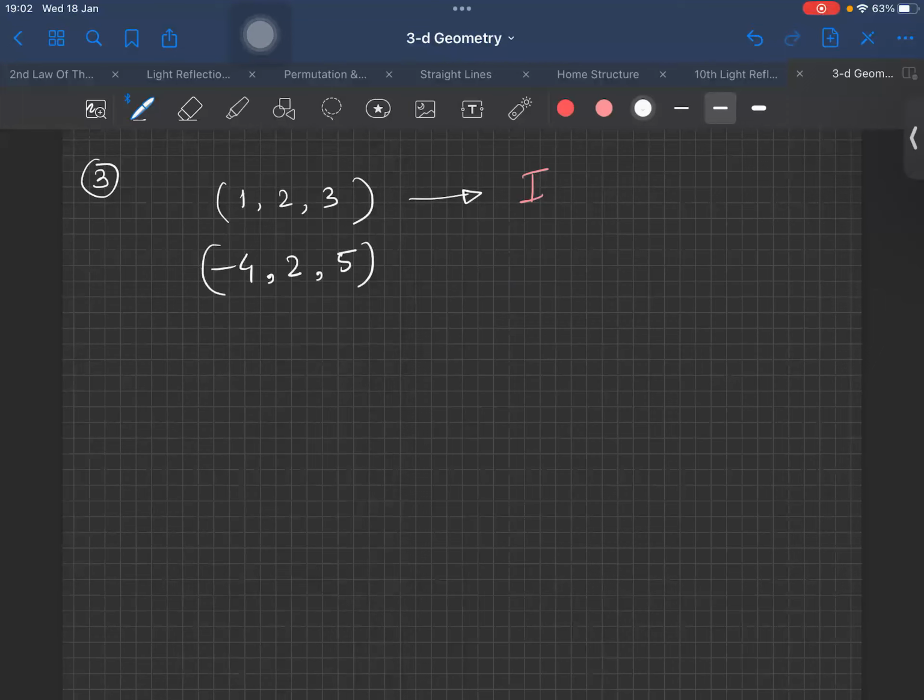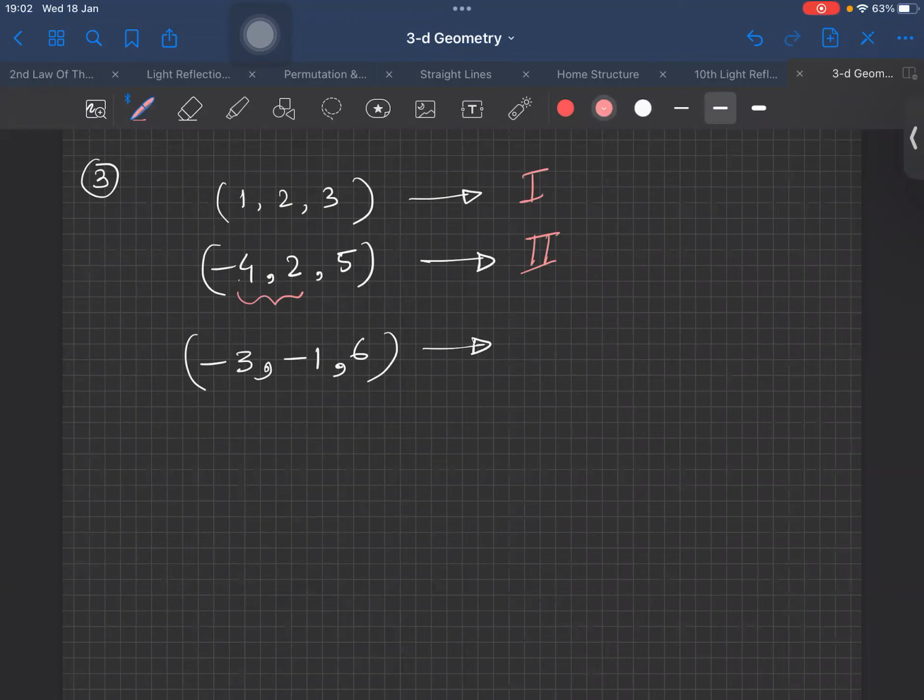Which octant will it lie in? See, minus, plus. First always check these two. If minus and plus, which quadrant is it? Second quadrant. Very good. This is the second quadrant, and since z is positive, it will be the second octant. All right, very good. Hopefully you can solve. So let's say, last one, (-3, -1, 6). Which octant will this be?